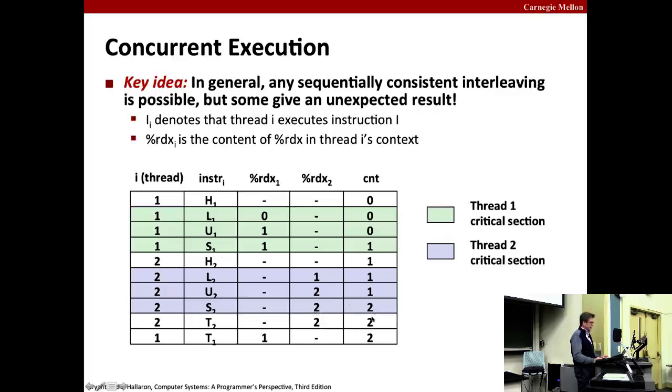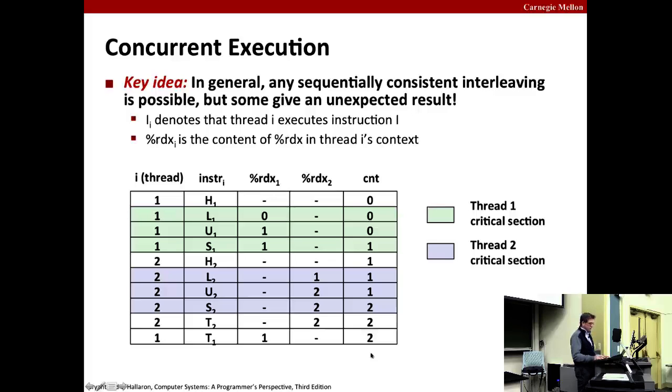Then it finishes executing the tail instruction. And let's say we're just doing one iteration of this. And then at this point, the kernel decides to schedule thread 1 since thread 2 is finished. So thread 1 executes the remaining statement that it has to execute. And at this point, both threads have finished.